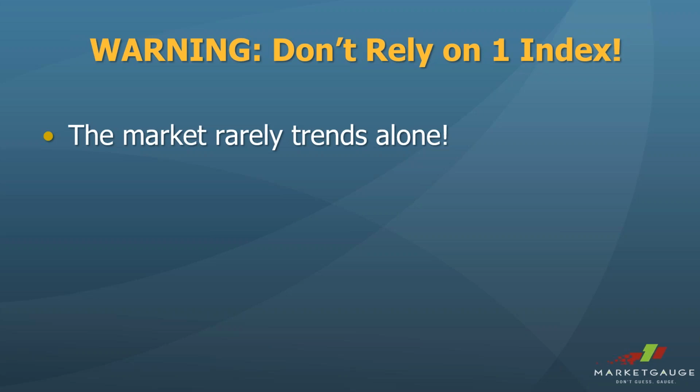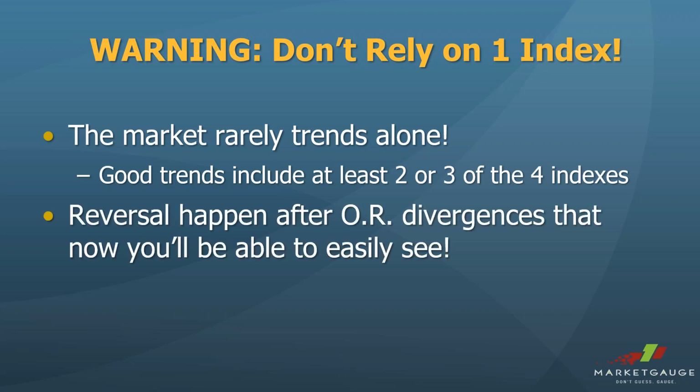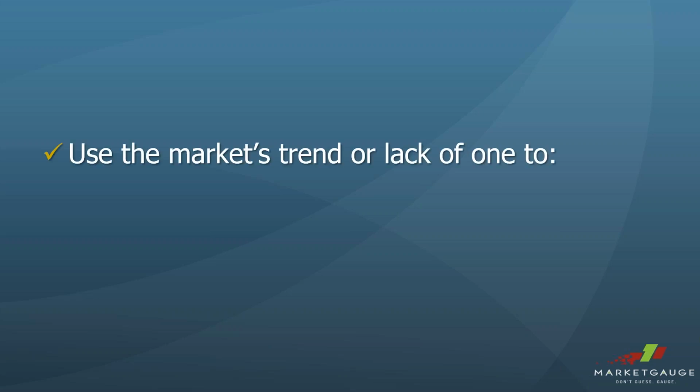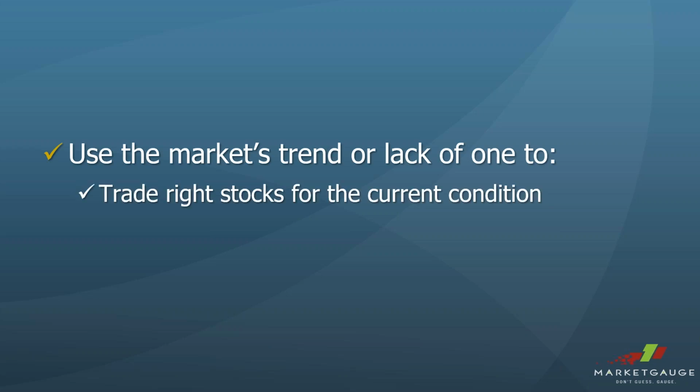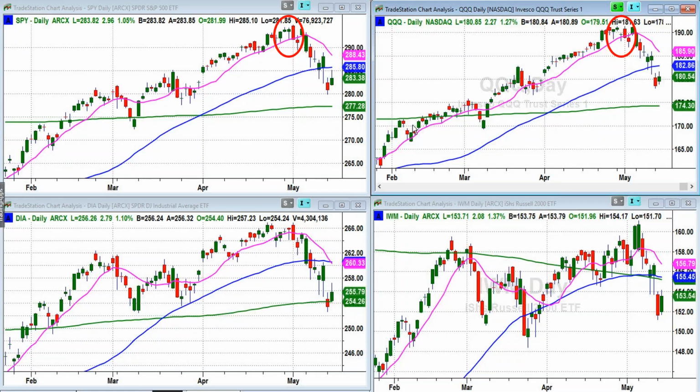Here's the thing: markets don't trend alone. They tend to trend best when you've got 2 or 3 of the markets going in the same direction. What do I mean by 2 or 3? I look at the SPYs, the Qs, IWMs, and the Dow. I'm going to show that in a second. Reversals tend to happen when you don't have them all doing the same thing. So use the market's trend, or lack of one, to trade the right stocks in the current condition, find potential trades for futures days, and understand which way the market's going.